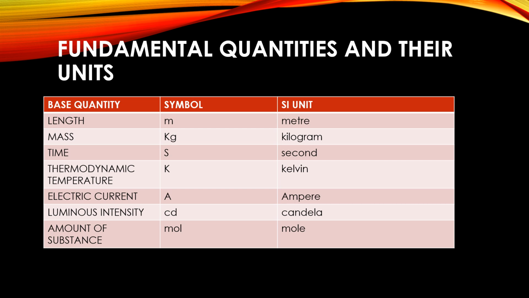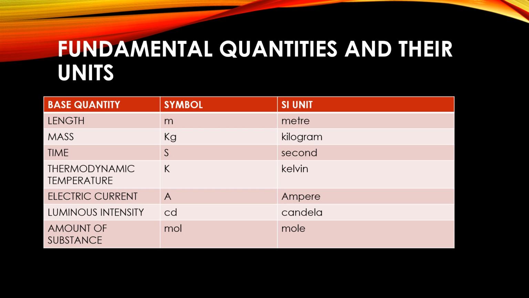So next is time. It measures duration. SI unit is second, and symbol is s. Example, you can take the time taken to complete a task. Then next, temperature. It measures hotness or coldness. SI unit is Kelvin, and symbol is K. Example, temperature of water, a hot body.